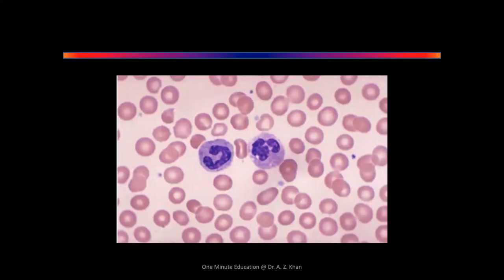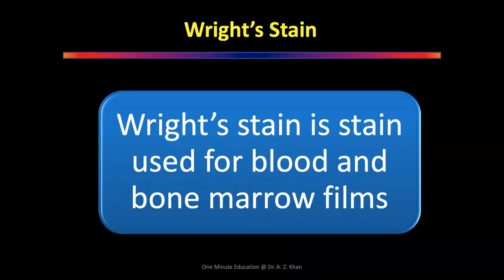What is the stain? This one. Give me a name of the stain. And what tissue do you use this to see? This is Wright stain. It's classically used for blood and bone marrow films. Simple, nothing difficult. Wright stain is what's used for a peripheral smear and for blood and bone marrow films.